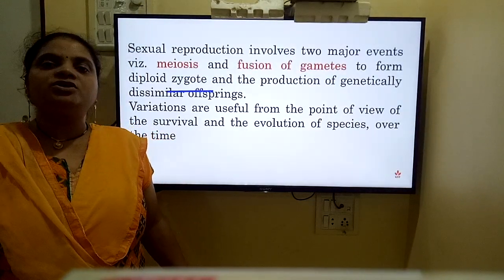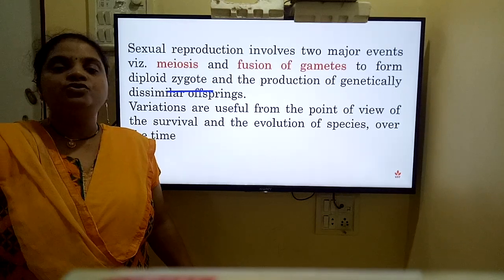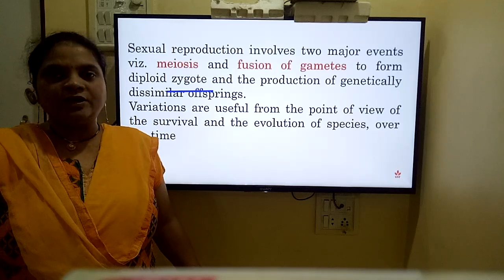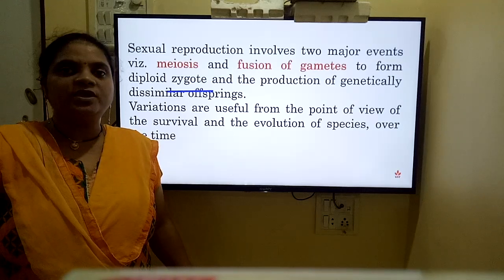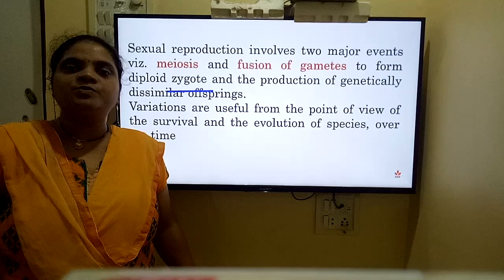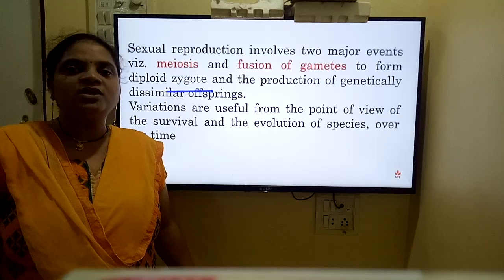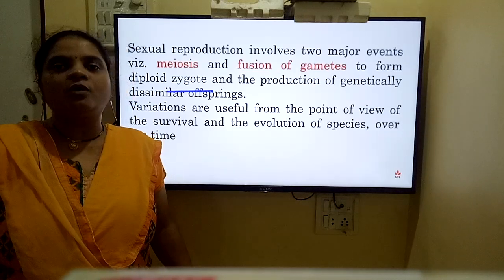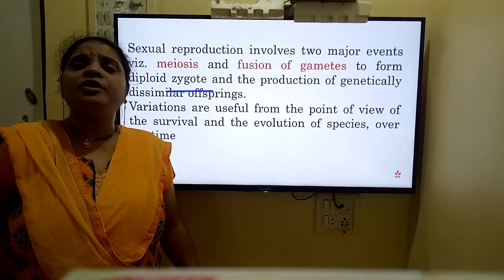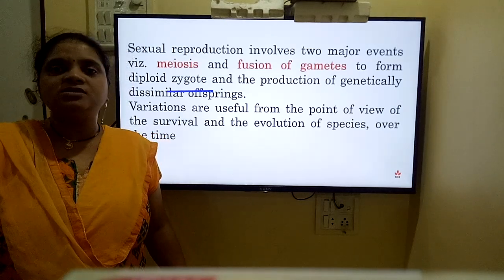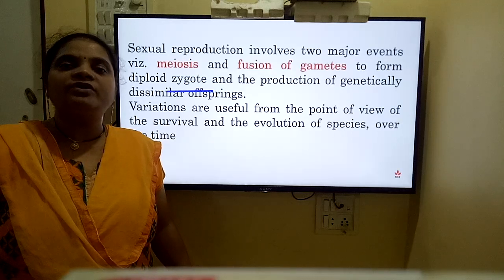Now sexual reproduction involves two main events: meiosis and the fusion of gametes to produce the diploid zygote, and due to this we can observe the production of genetically dissimilar offspring. Genetically dissimilar offspring means the offspring differ from their parent. This kind of variation we observe between the parent and the offspring and their offspring. Variation is very important from the point of view of the survival as well as the evolution of the species.